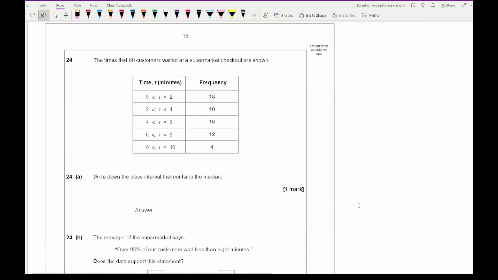Moving on to question 24, it says the times that 60 customers waited at a supermarket checkout is shown. Write down the class interval which contains the median. So looking at 60, well, the median is the middle number, so I'm looking for the 30th customer. So where would the 30th customer be? Well, if we do a running total, a cumulative frequency value, we've got 18, then we've got 28. So it's going to fall into this category, which is between 4 and 6 minutes.